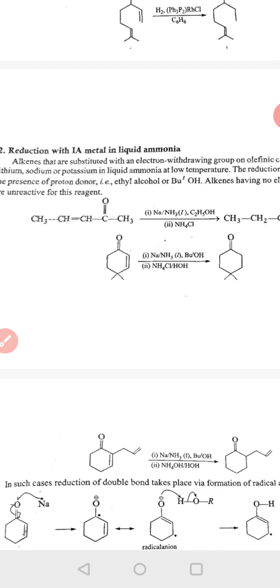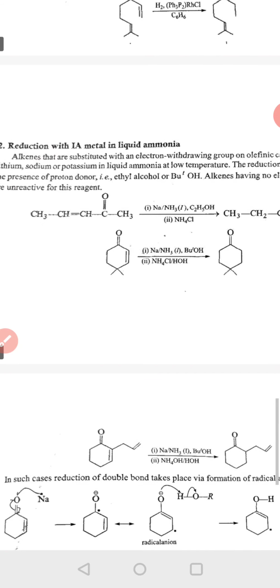So this is a very specific reagent which reduces only the double bond, only the olefinic carbon which is attached to an electron withdrawing group, and other olefinic groups are left untouched in this reaction. See the examples. These are the examples.